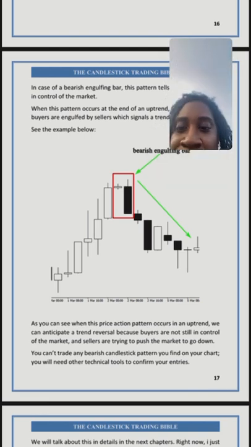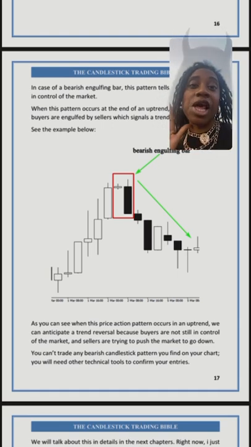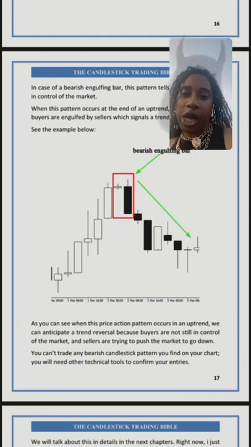It doesn't necessarily mean that it's going to go in for a sale, but 9 times out of 10 it is, okay?